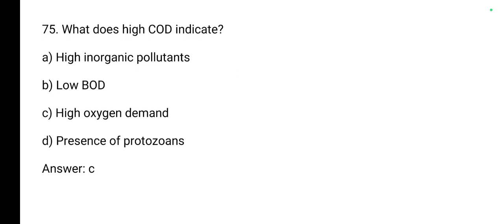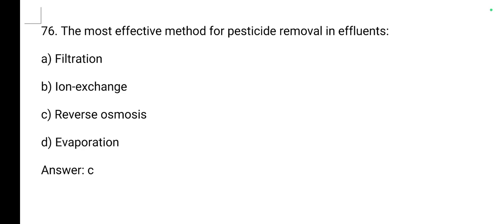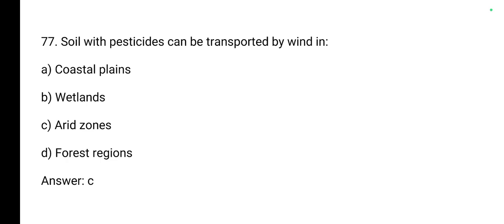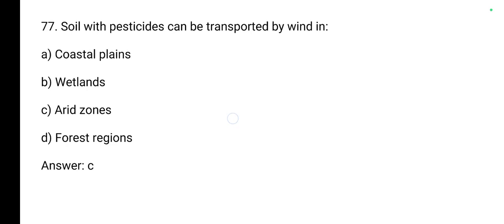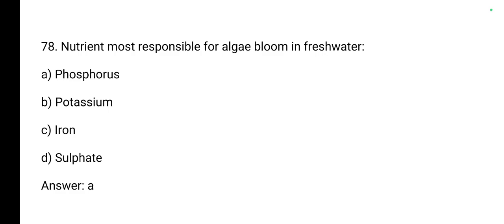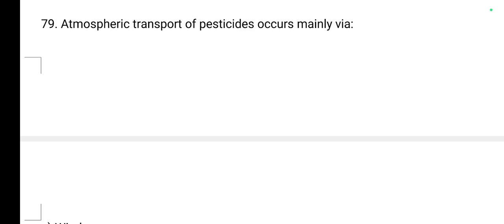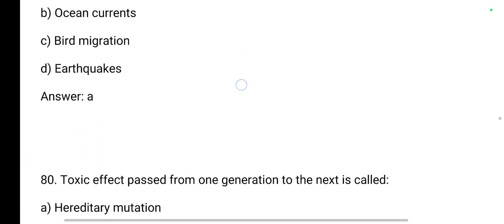What does high COD indicate? So it indicates high oxygen demand. The most effective method for pesticide removal in effluent is reverse osmosis. Soil with pesticides can be transported by wind in arid zones. The nutrient most responsible for algal bloom in fresh water is phosphorus. Atmospheric transport of pesticide occurs mainly via wind.